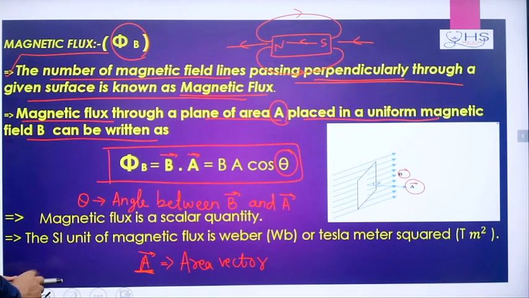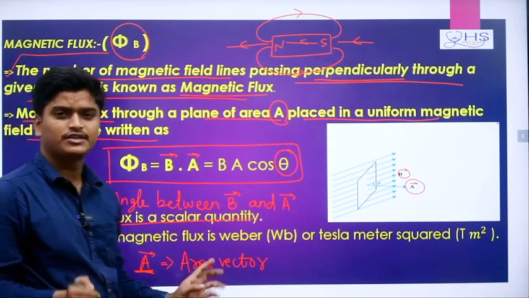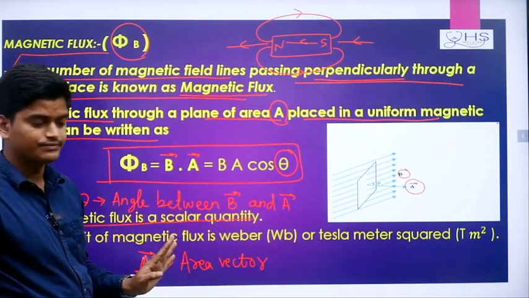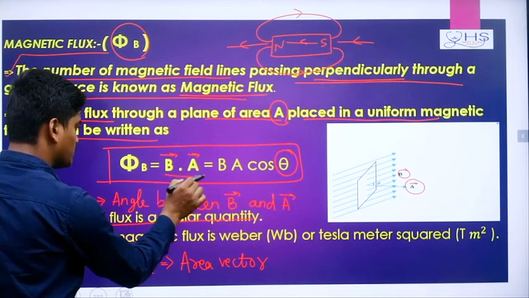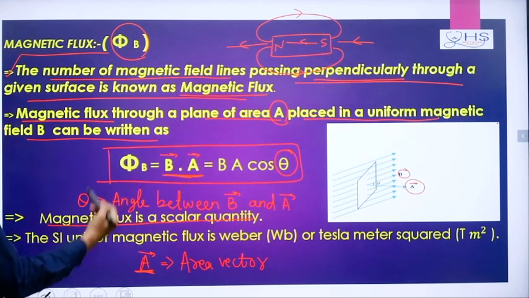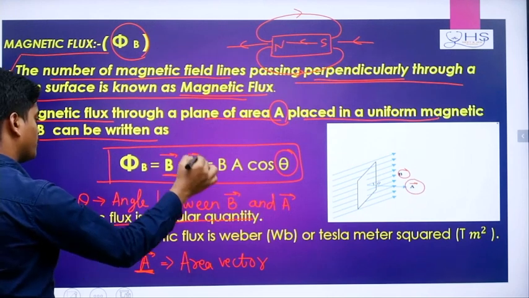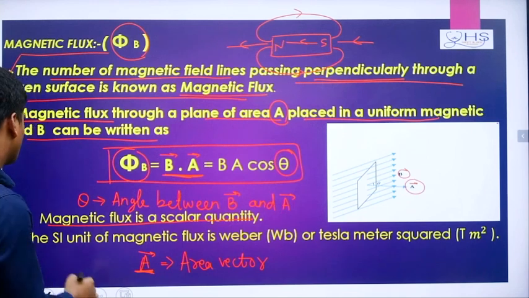And remember, magnetic flux is a scalar quantity. Scalar quantity means it does not have any direction, and it does not obey any vector law of addition. You can check here, the dot product is there. B dot A means it is a scalar product. So remember, the result of a dot product is always a scalar. So it is a scalar quantity.